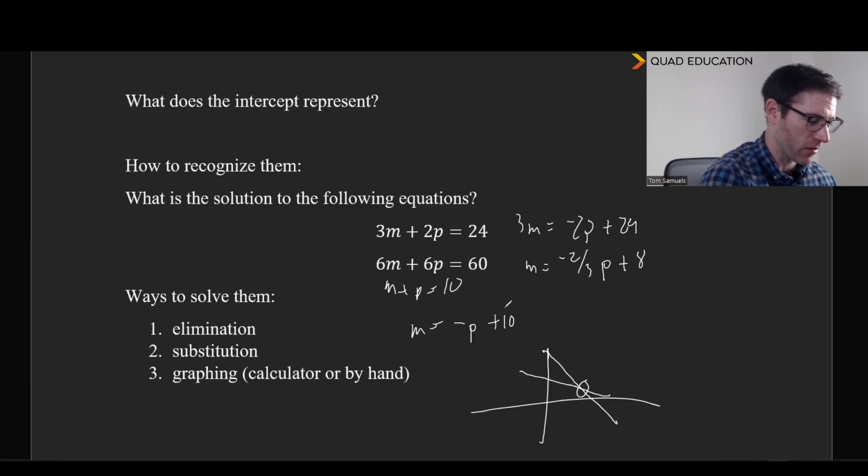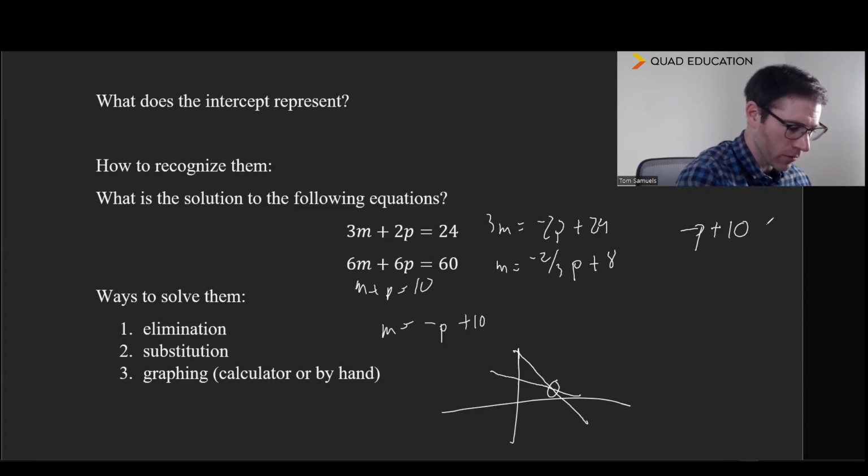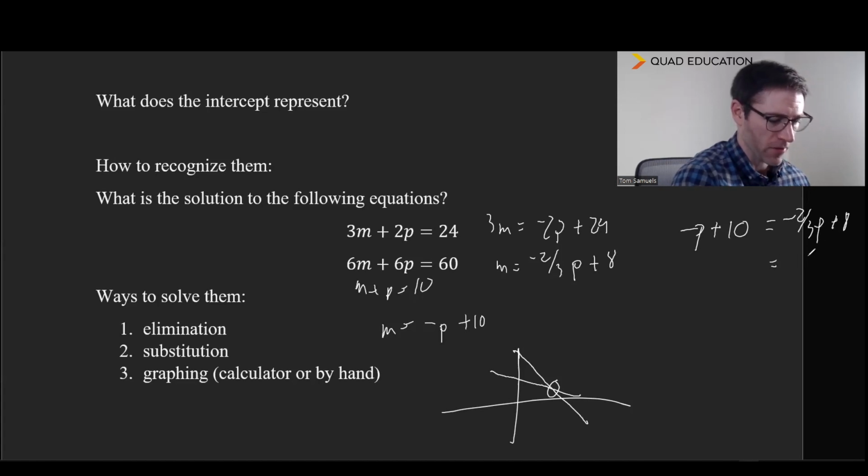And if we just wanted to set these two lines equal to each other, we would have negative p plus 10 equals negative 2/3 p plus 8. And then we're just going to add p to both sides to get 1/3 p. Then we'll subtract 8 from both sides to get 2. And so then we multiply by 3 and we get p equals 6.